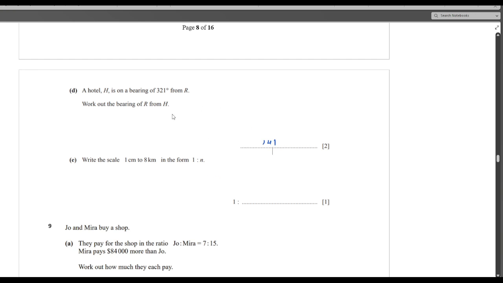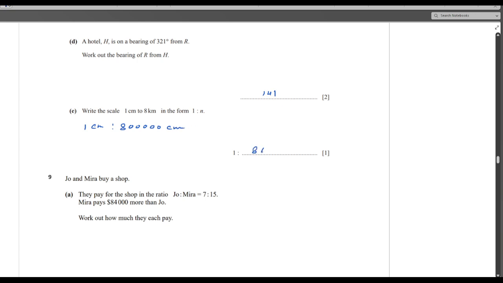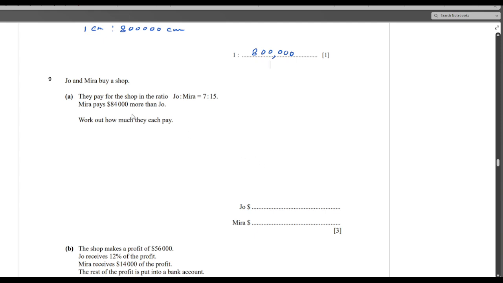Write the scale 1 centimeter to 8 kilometer in 1:n. So your 1 centimeter ratio this 8 kilometer. Now 8 kilometer, first I convert in meter and then in centimeter. So this is my scale, 1 ratio 800000.